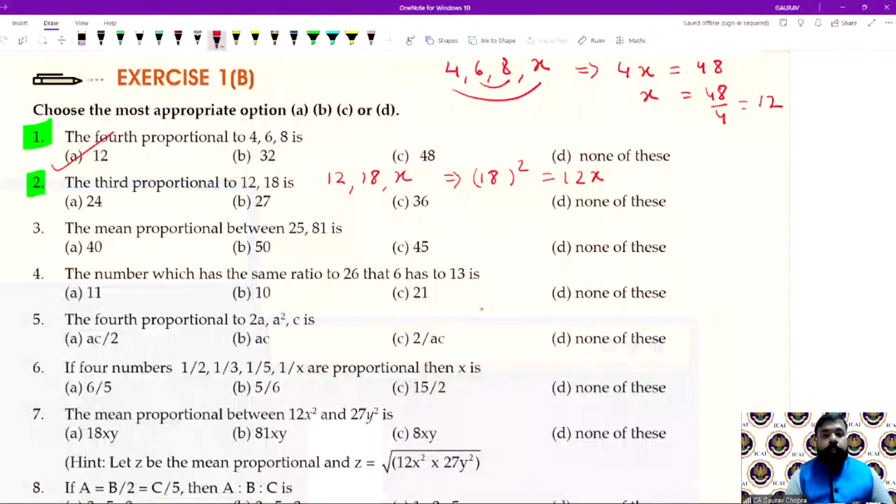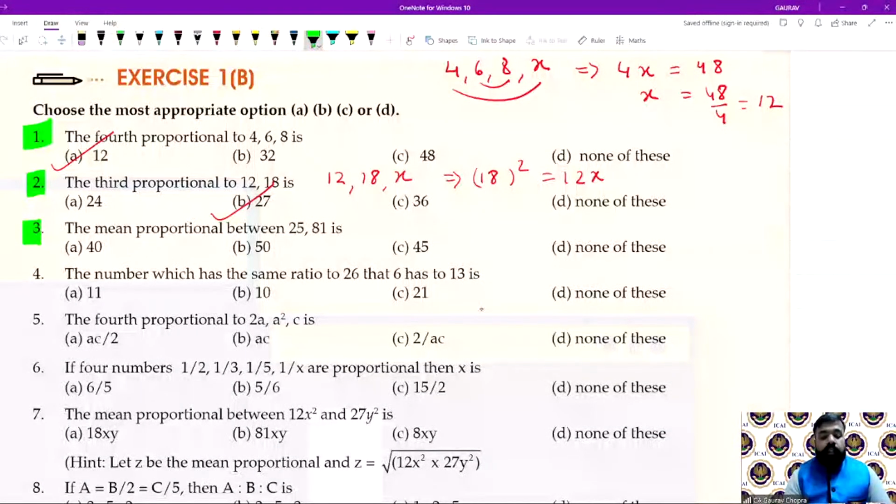Option number B, that is 27. Yes, 27 is correct. Most of you have given the answers. That's great. Now comes the third one, the mean proportional between 25 and 81.